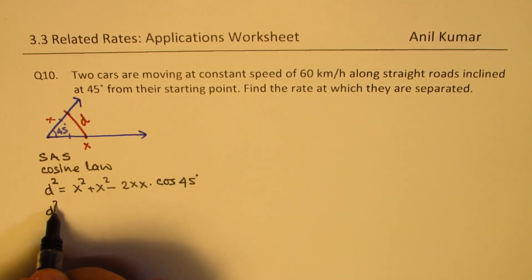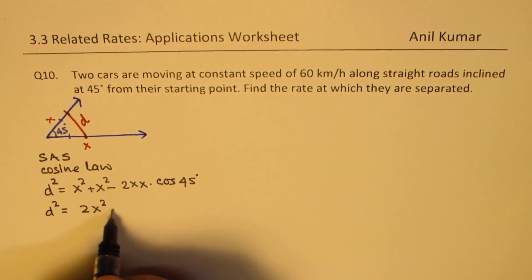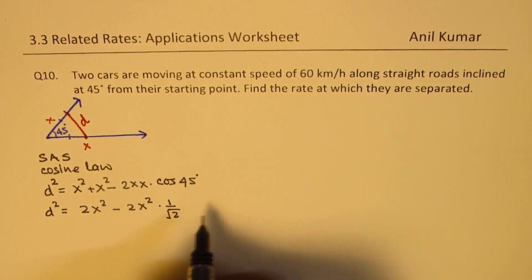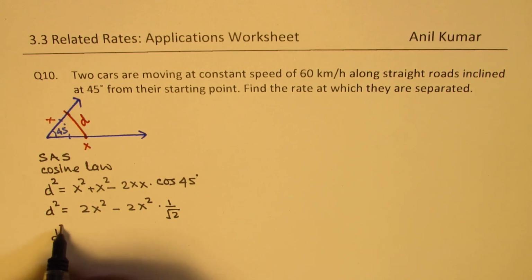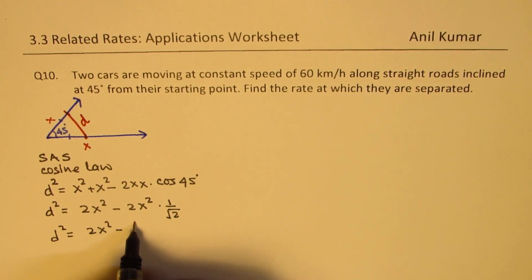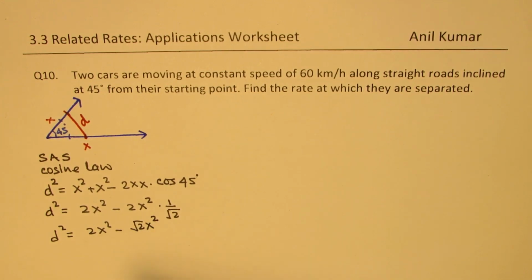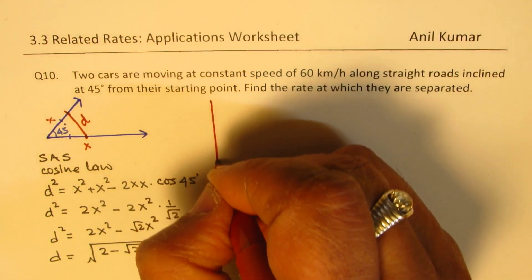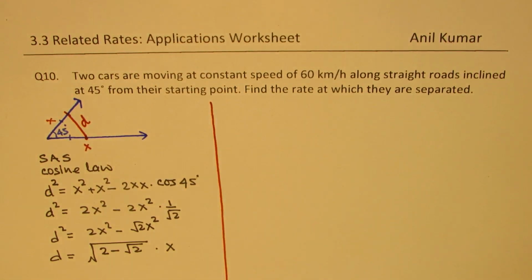So in our case, we get d square equals 2 times x square minus 2x square cos 45, and cos 45 is 1 over square root 2. So you could write this as d square equals 2 times x square minus square root 2 x square. Or we know d is the square root of all this. So x square is common, so we can write this as square root of 2 minus square root of 2, times x. Is that clear to you? So that is how d is related. The separation between the cars is related to the distance they have moved, right?